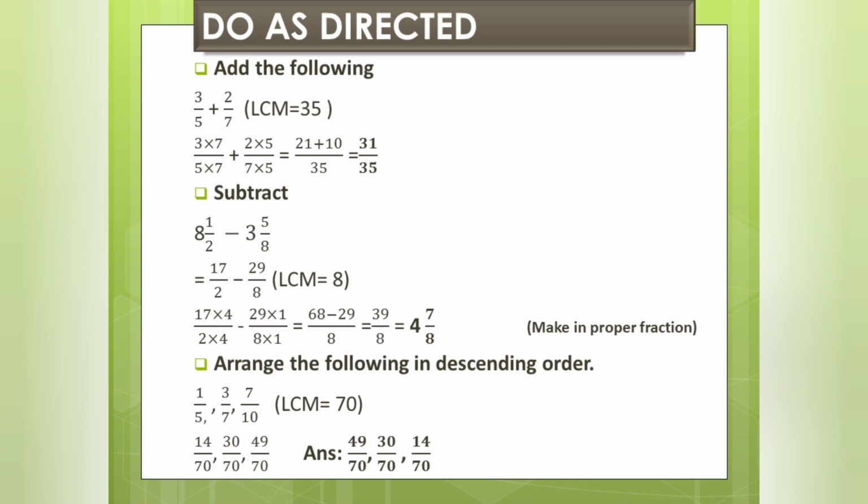So we have to write these fractions in descending order. That means the big fraction is written first. The big fraction is the one having the bigger numerator. So here the biggest fraction is 49 upon 70. So first we will write 49 upon 70. The next one is 30 upon 70. The third one is 14 upon 70. So this way we have to write fractions which have different denominators in descending order.